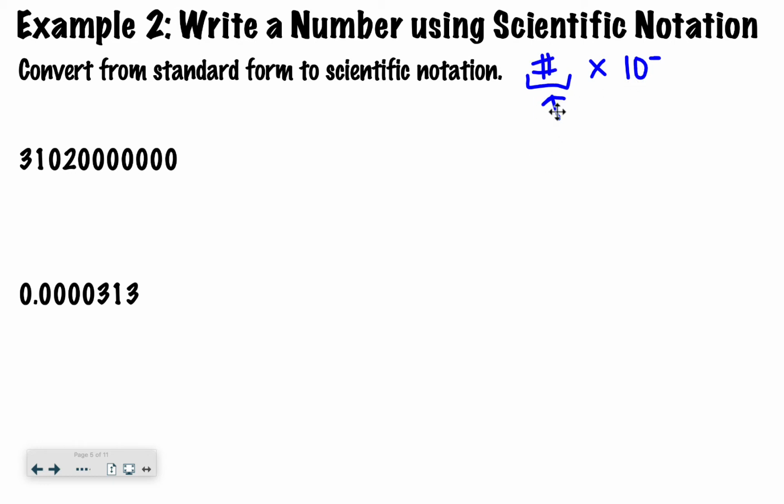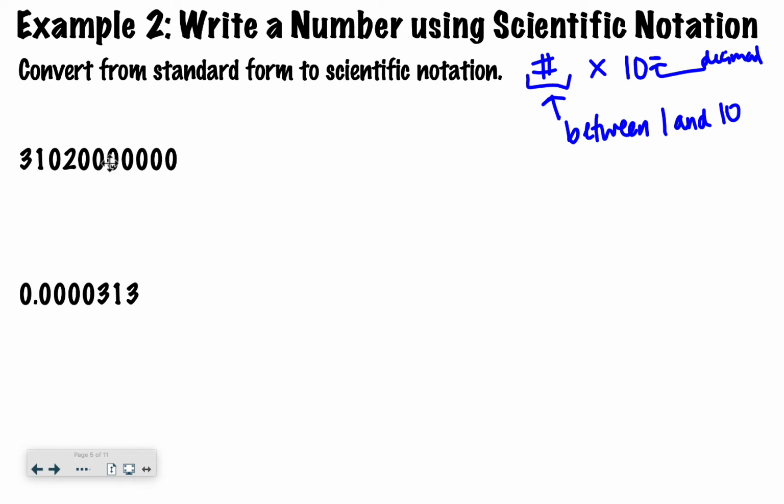Okay, now there are some rules about this number. This number here has to be between 1 and 10. So you need something between 1 and 10 for this number, and then this exponent tells you how many spaces you moved the decimal point. Okay, so that's how many spaces the decimal moved.